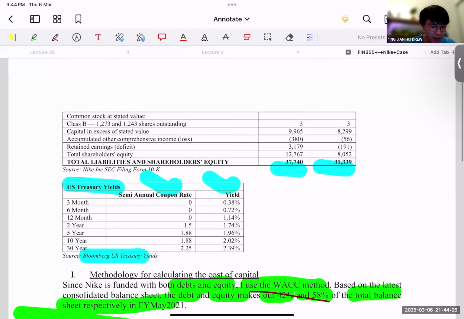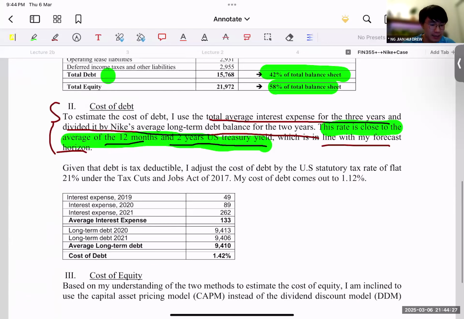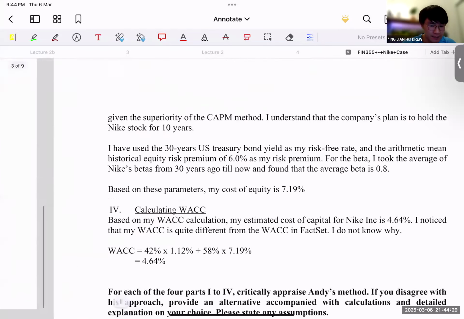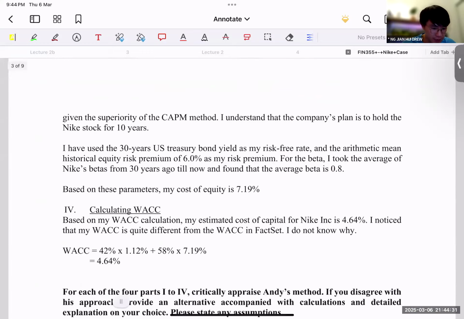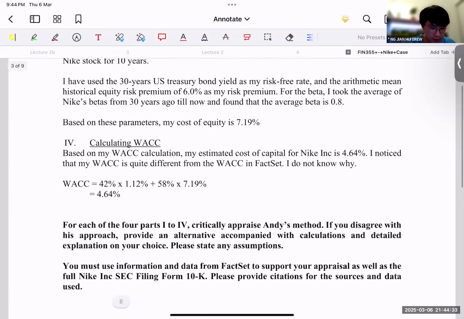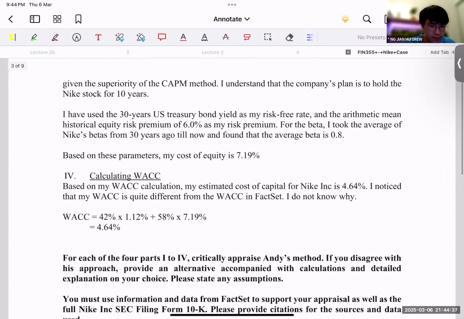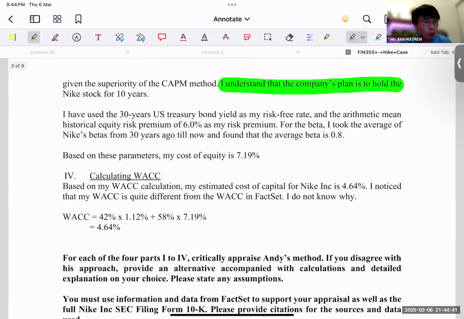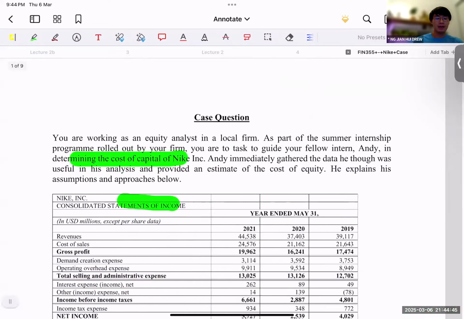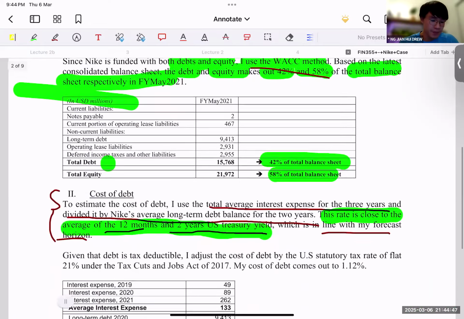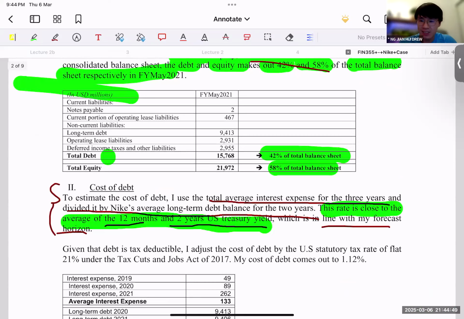And which is in line with my forecast horizon. Wait, let's look at what his forecast horizon is. Oh, I think in the question, let's see. What's the forecast horizon? Sorry, let's see. Ah, I understand the company plans to hold the stock for 10 years. So there's a 10 years forecast horizon. Okay. So yeah, the Treasury one doesn't make so much sense. You use yield to maturity and check with synthetic.